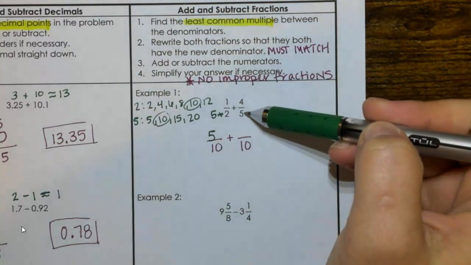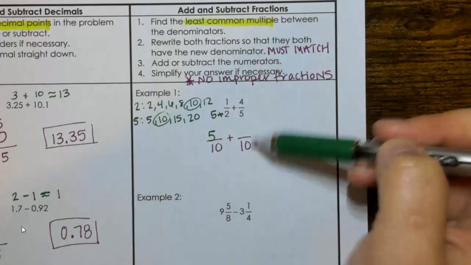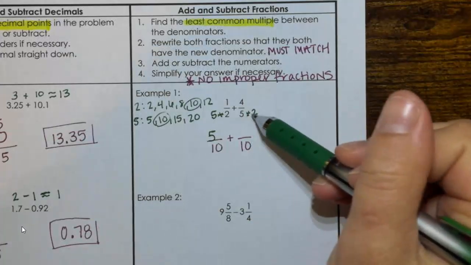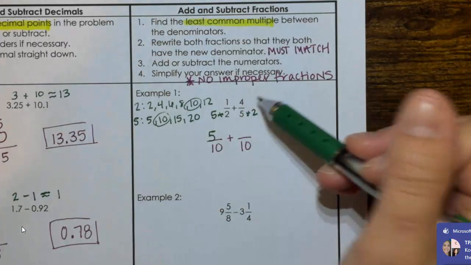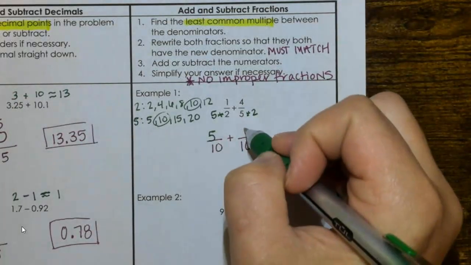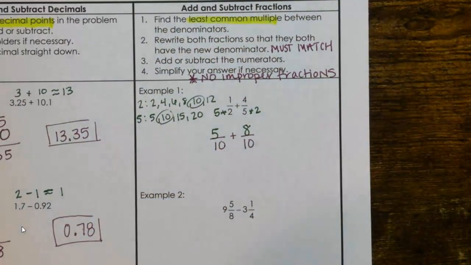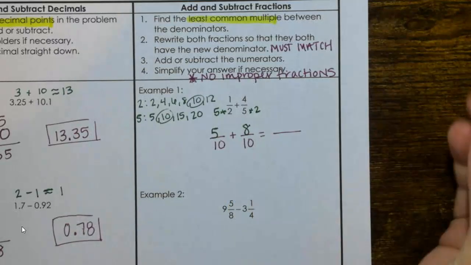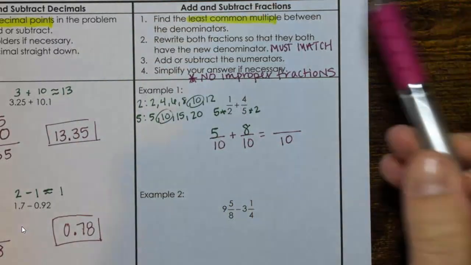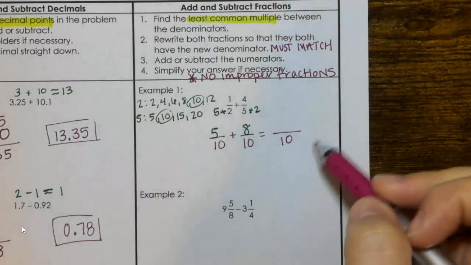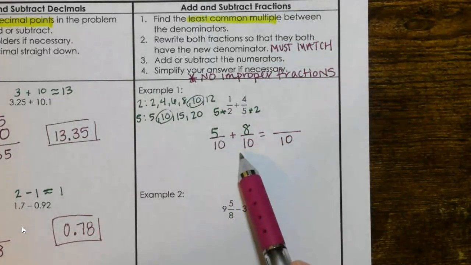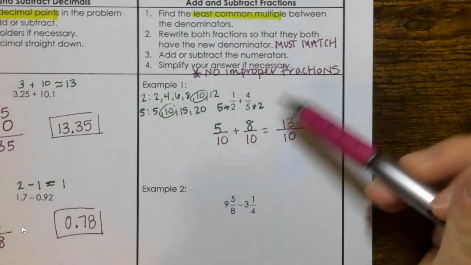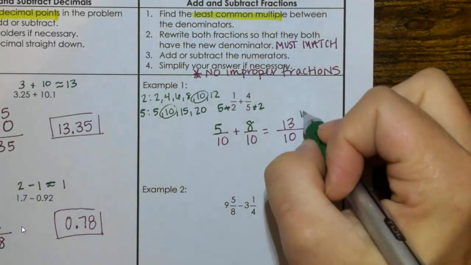Now how can I get from 5 to 10? 5 times what gives me 10? 5 times 2. So if I multiply by 2 in the denominator, I have to multiply by 2 in the numerator. So that would give me 8. Now, since my denominators are the same, then I can add my numerators. My denominator will stay a 10. When we add or subtract, our denominator does not change. It has to match. And then 5 plus 8 is 13. 13 over 10 is an improper fraction.